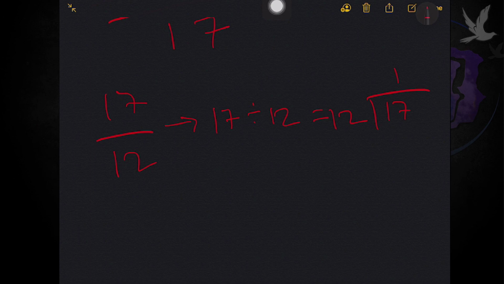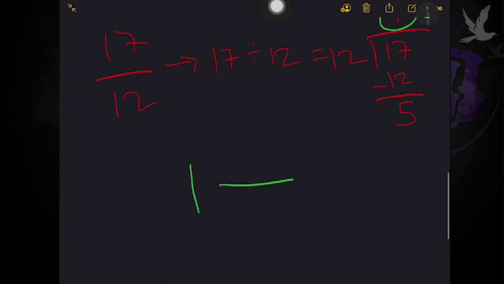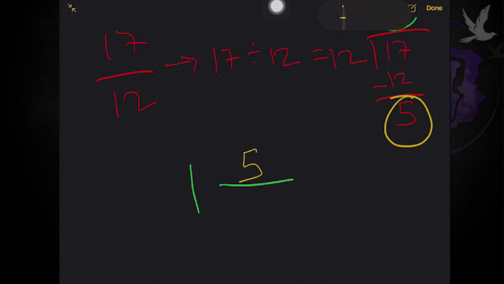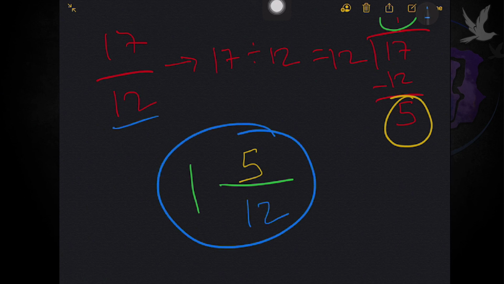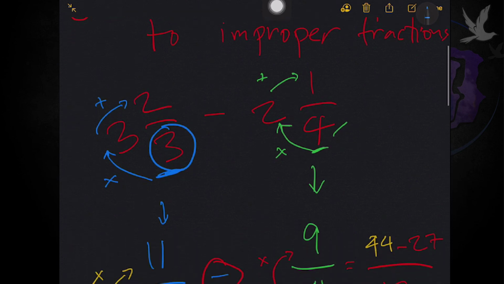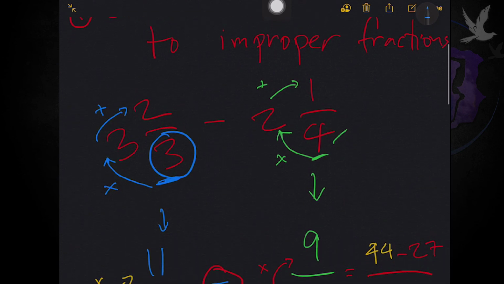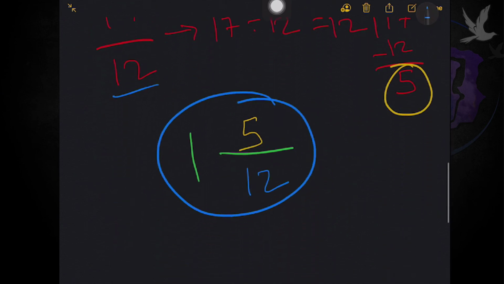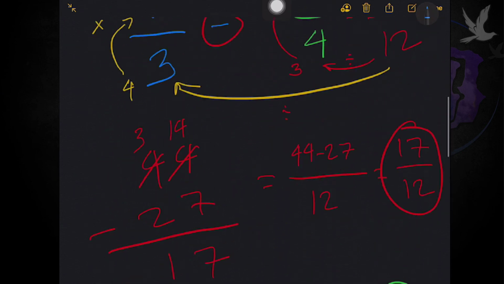So 1 times 12 will give you 12. Subtracting 17 and 12 will give you 5. Noting that our quotient is your whole number, your remainder is your new numerator. And of course, our denominator stays the same. Which means the answer to 3 and 2/3 minus 2 and 1/4 is, final answer, 1 and 5/12.